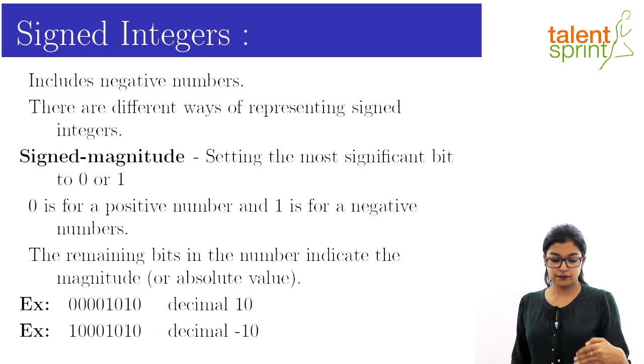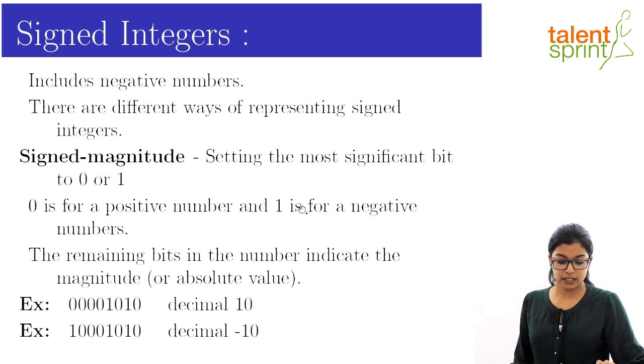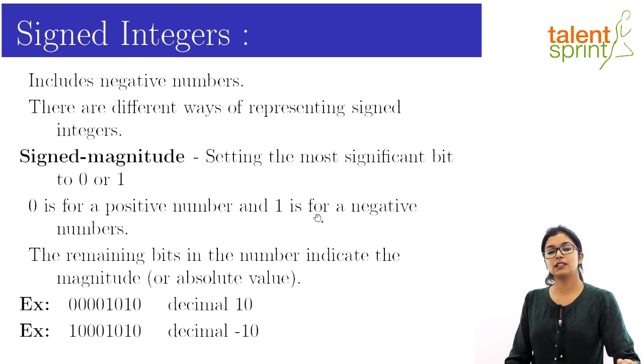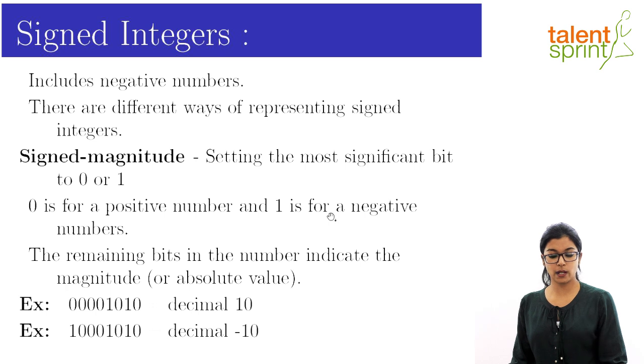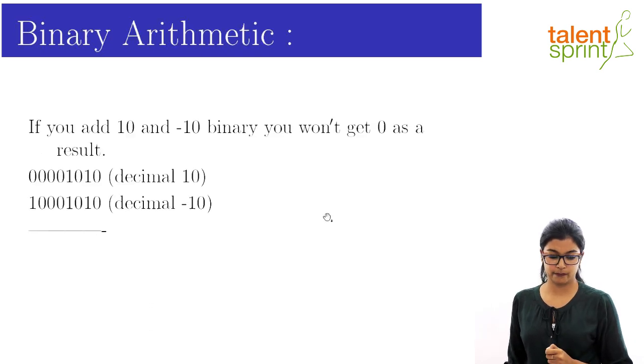So for example, I have shown you two examples here. One where the leftmost digit is 0, that is decimal representation of 10, and one where the leftmost digit is 1. So that becomes the decimal representation of minus 10. So instead of using the minus symbol that we use in our everyday life, we are using the bit 1 to say that this number is negative.